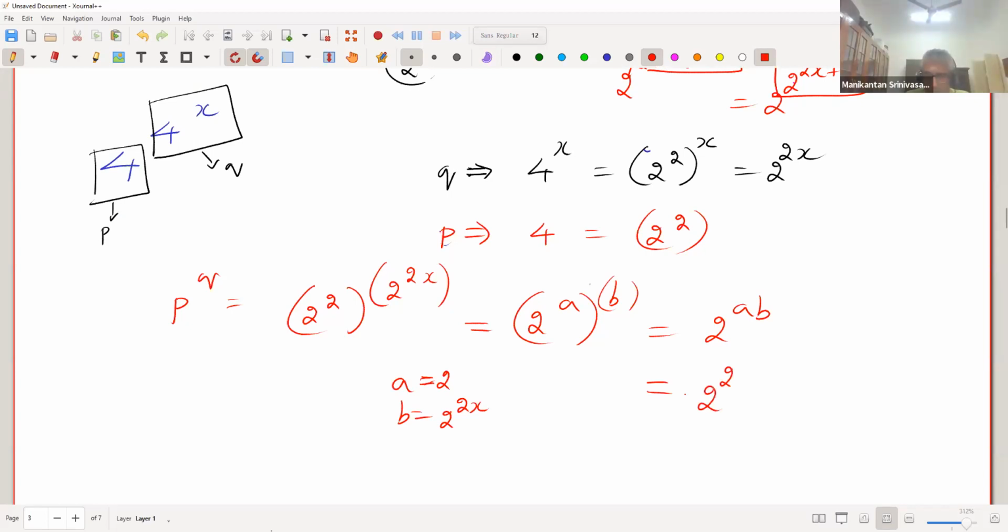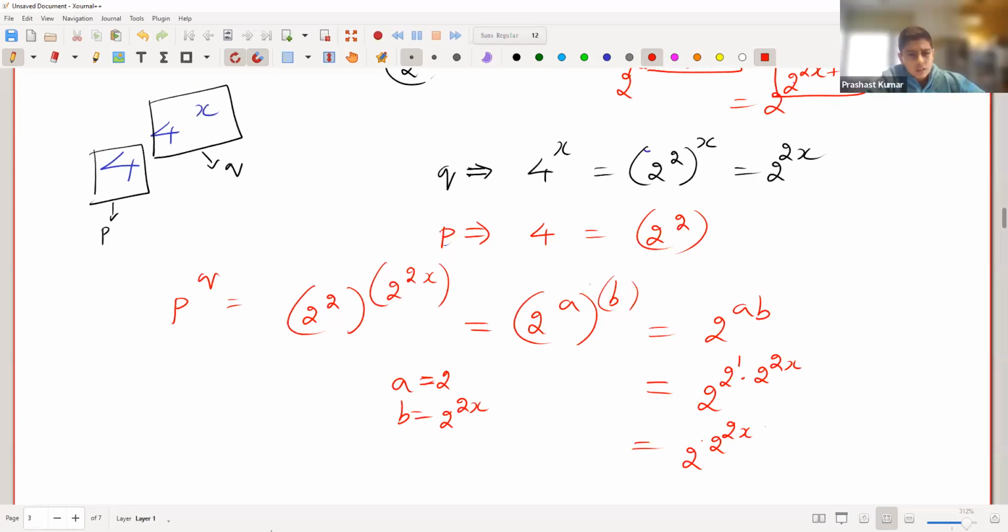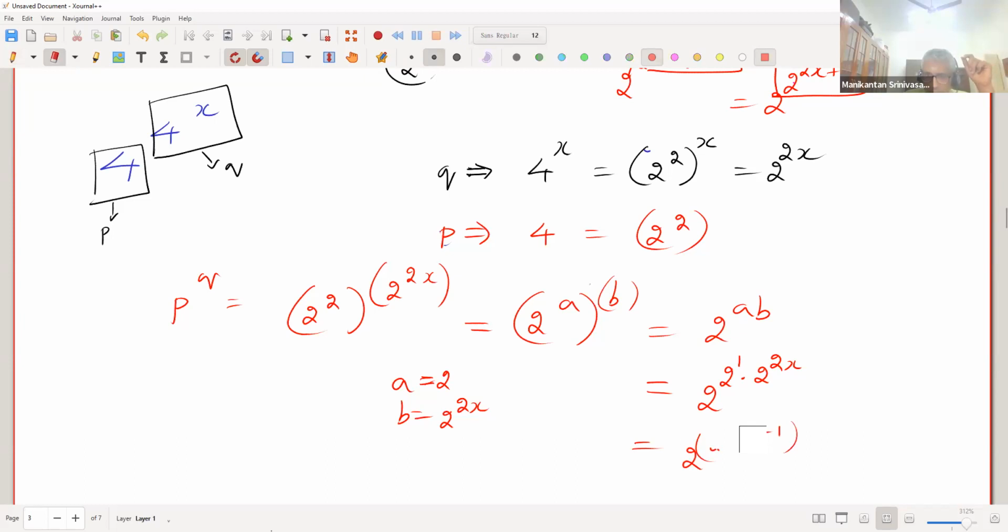So 2 power 2 into 2 power 2x. A is 2, B is 2 power 2x, which is 2 power 2 power, this is 2 power 1, this is 2 power 2x, so the power being 2 power 2x plus 1. You're fine with this? No, sir, I don't understand how you did this. How did you get the plus 1? Till here you're okay, right? All of you are okay till here. Now forget the bottom two. Just focus on the top portion.